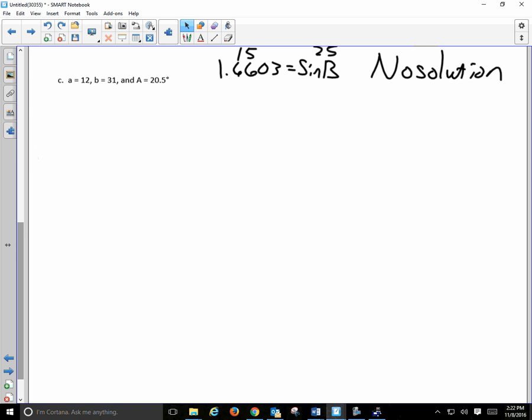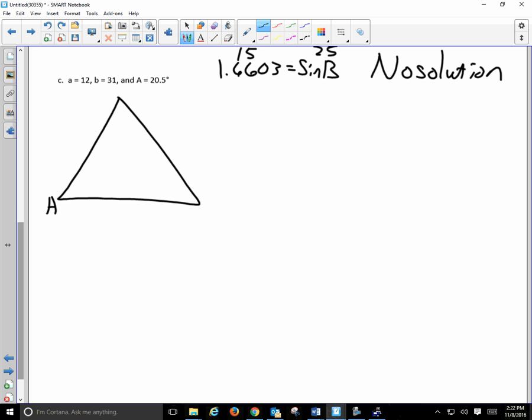Which one do you think this is going to be? We have A, we have B, and we have C. 20.5. Side A is 12, side B is 31. Tito says we have a side-side angle situation. Yes, we do. That's all we're practicing today. They will all be side-side angle problems.